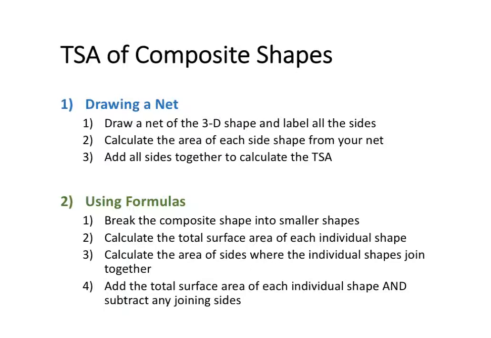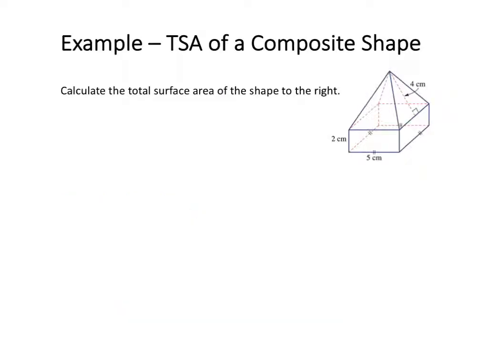So let's have a look at an example and see how we can apply each of these methods. The example asks us to calculate the total surface area of the composite 3D shape shown. Looking at the shape, we can see it consists of a rectangular prism down the bottom, and then the square base pyramid up the top, and where the join is, the base of the pyramid and the top of the rectangular prism is not present.